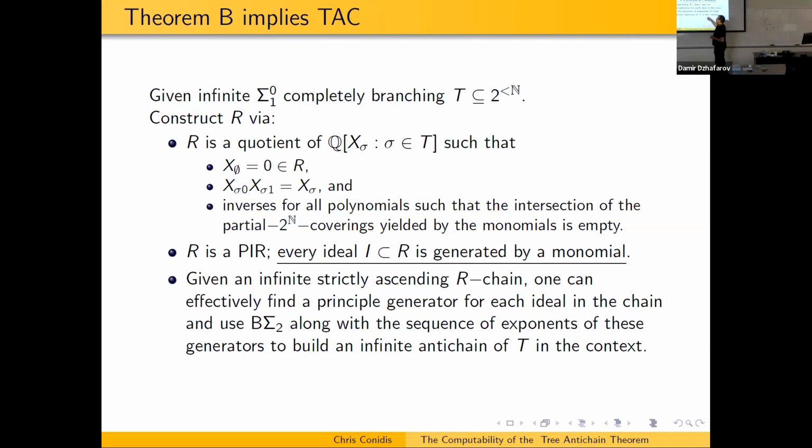Along with the sequence of exponents. So the way the coding goes here, the relevant thing is the sequence of exponents in these monomial generators. That's what's going to essentially code the antichain. The sequence of exponents basically codes the antichain of T. Right, and that may be a little bit opaque, but it's true.